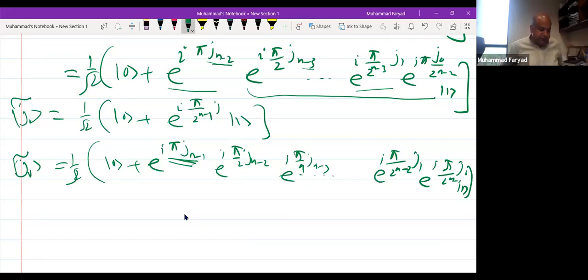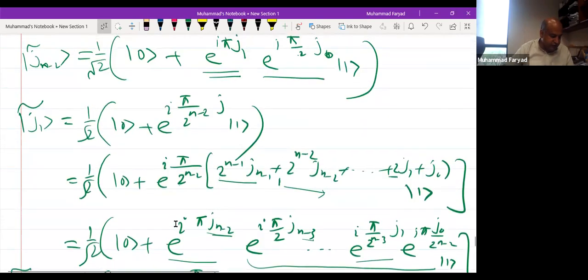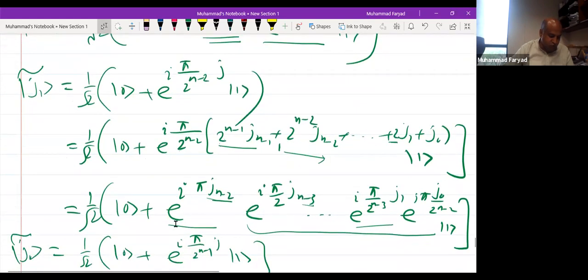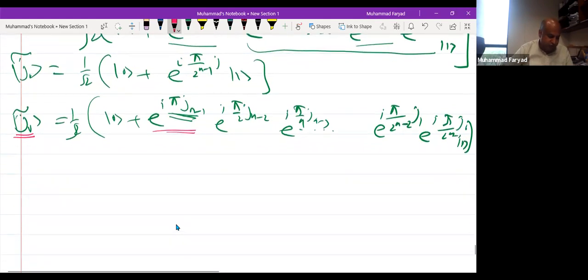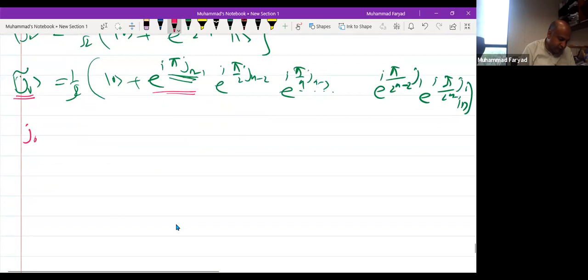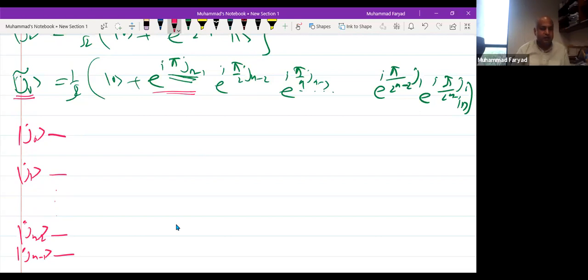Let me now draw the circuit. And while drawing the circuit, let's start from the most complicated one. So let's try to get this j naught tilde. For that, I first need a Hadamard on jn minus 1. So first of all, let's say I have my qubits j naught, j1, all the way to jn minus 2, jn minus 1. So these are the starting qubits.